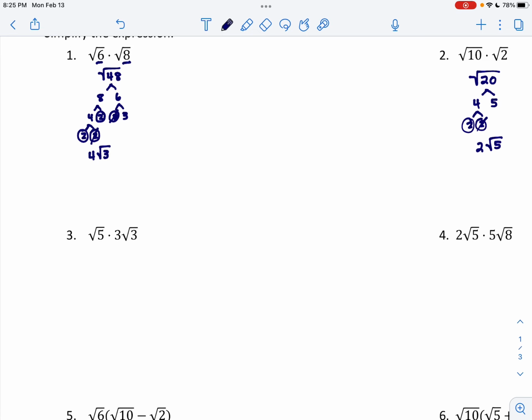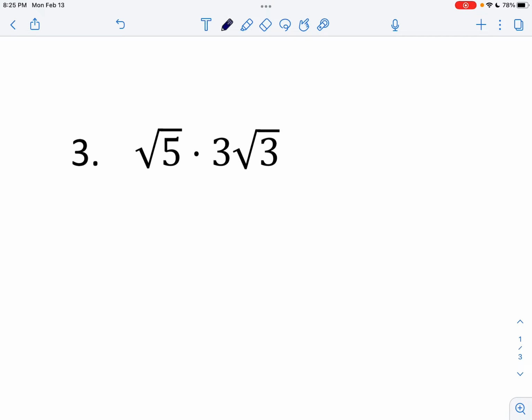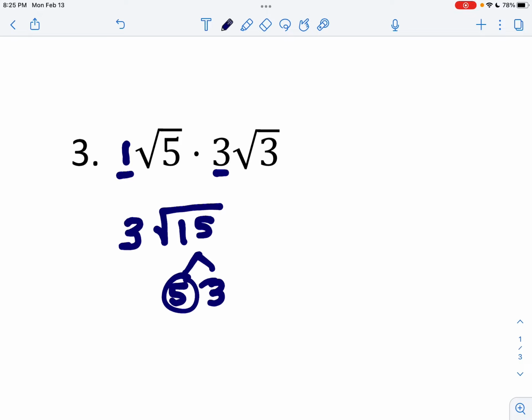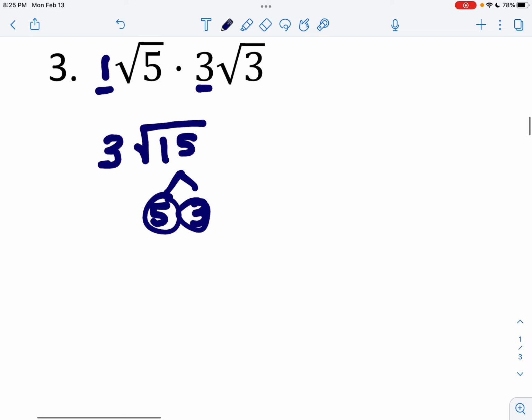All right, number 3, we have a mixture of radicals and numbers. Remember, it is assumed that there's a 1 in front of the radical 5, even though we don't see it. We're only going to multiply the numbers with numbers, which means the coefficients with coefficients. So 1 times 3 is 3. Then we're going to multiply the radical with the radical. So radical 5 times radical 3 is radical 15. Can 15 break down into 5 and 3? There's nothing else. These are both prime numbers, so I can't really do anything else with it. So my final answer would be 3 radical 15.